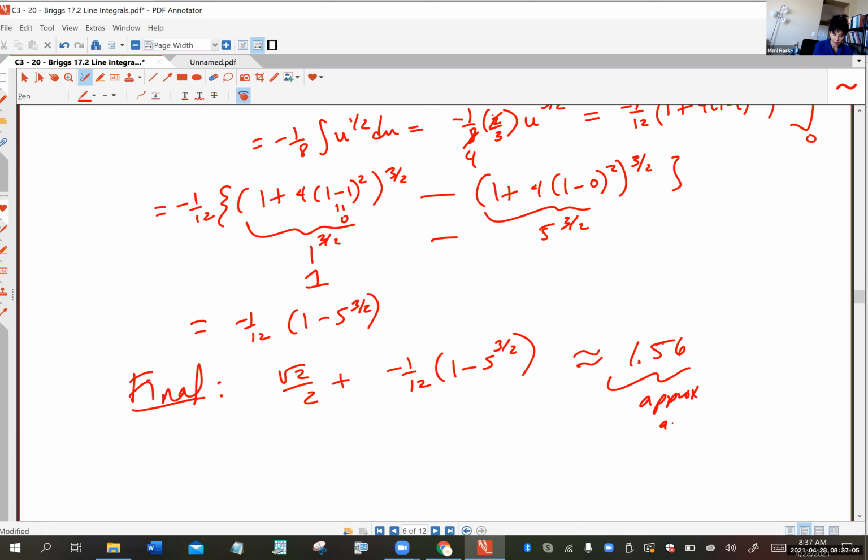Okay, 1.56. And that's good that we got a positive result, because typically with scalar line integrals, it's nice to get positive results. So that's like, yay.